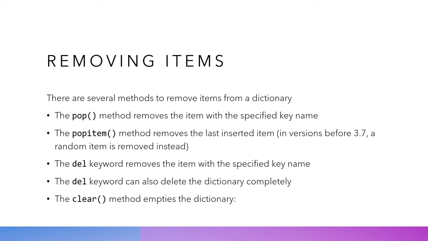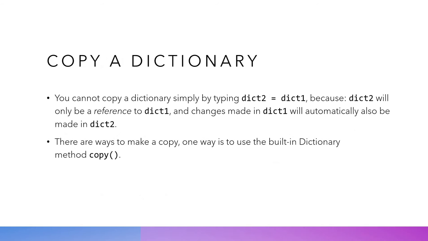Removing items. There are several methods to remove items from a dictionary. They are pop, popitem, del that only removes the item with a specified key name, or the del keyword that can delete the dictionary completely, and the clear method empties the dictionary.